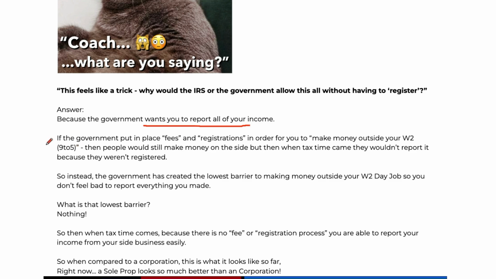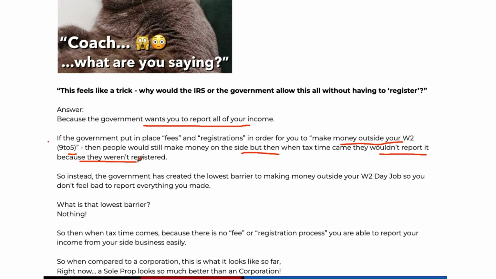Right. And so if the government put fees or registrations in place in order for you to be able to go out and make money outside of your W-2, you know what people would do? They would go out and still make the money on the side. But then when tax time came, they'd be like, oh, dang, I didn't register, so I'm not going to report it, right? Because they weren't registered. And so instead of that happening, the government understands this, because if there's one thing the government is good at, it's getting its money, which is its tax money, right?